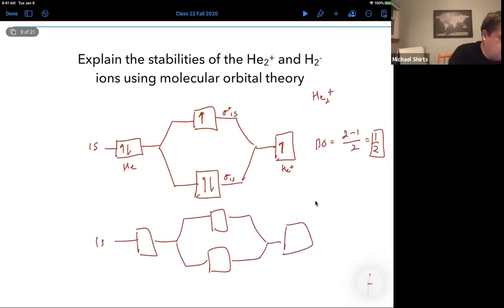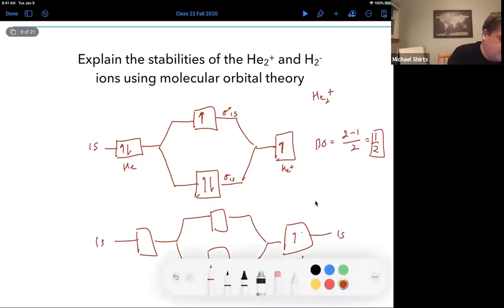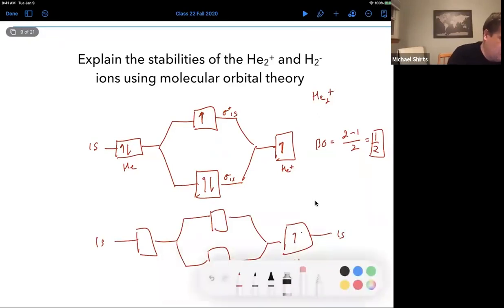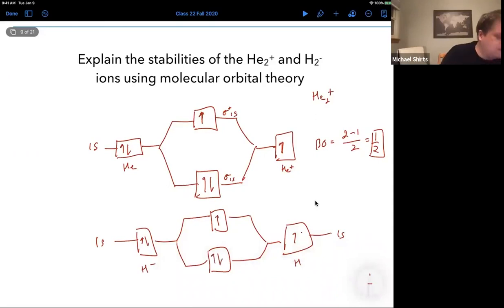So H2 minus, we've got 1s orbitals here. We have H minus, which will have, actually, we'll put the H atom over here with 1 electron. These are atomic orbitals, so they can only have atoms or ions. H minus, what do you know? We have 2s orbitals combined. It's the same. We have a bond order of 2 minus 1 divided by 2 equals 1/2.